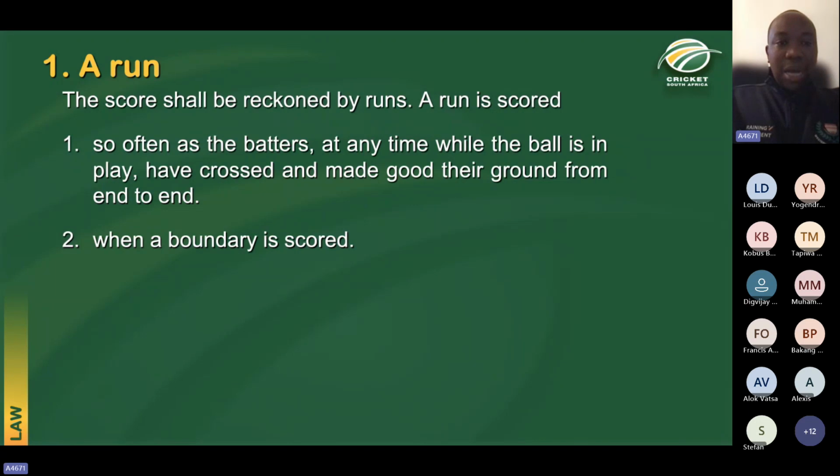Runs are scored when a boundary is scored, and Law 19 is all about boundaries. We will get into that detail later this evening. Runs are also scored when penalty runs are awarded. We touched on penalty runs earlier in the course, and we shall, throughout the laws of cricket, show you how and when a batting side is awarded penalty runs and also a fielding side is awarded penalty runs.